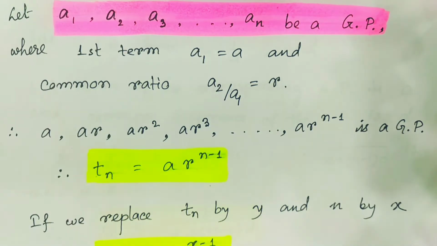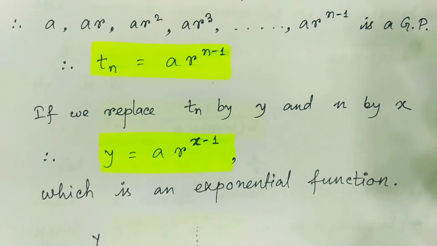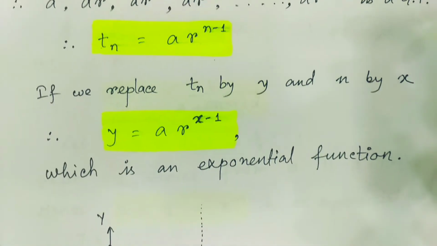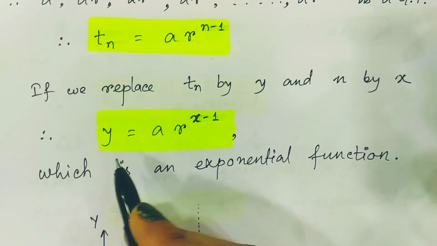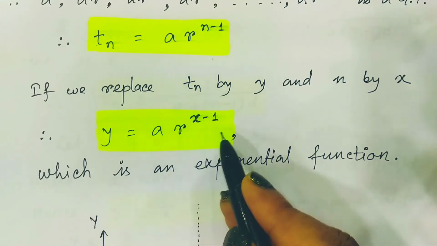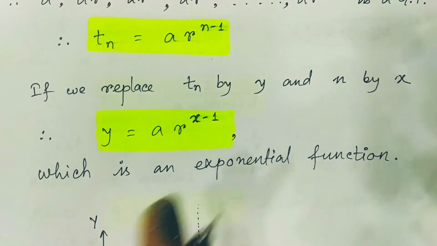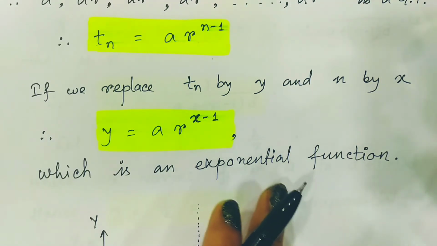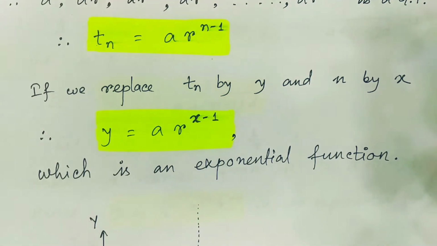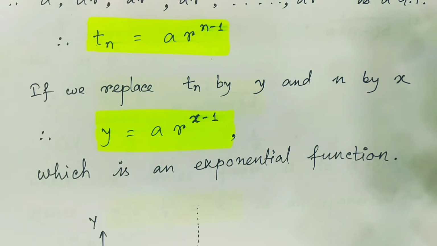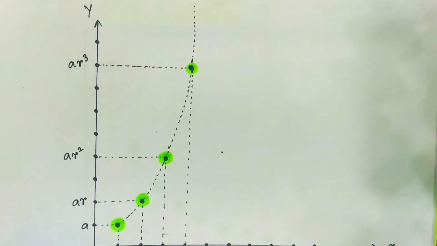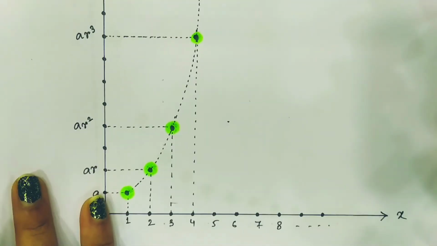That again we know. Now if we replace Tn by y and n by x, we will find the same expression as y equals a r to the power x minus 1, which is an exponential function. I hope you know what an exponential function is. If you don't, then write to me in the comment box. I will try to explain what an exponential function is and how to find its curve. Anyway, here the GP is your exponential function. So if we plot this on graph paper, we will find this type of picture.